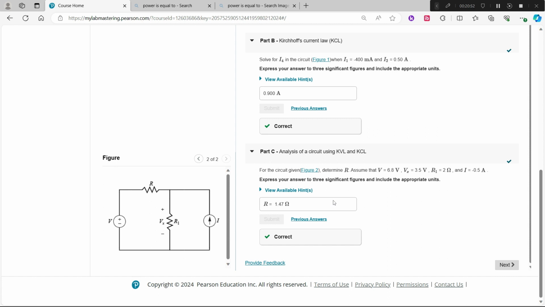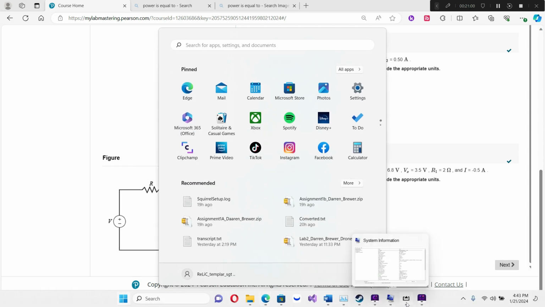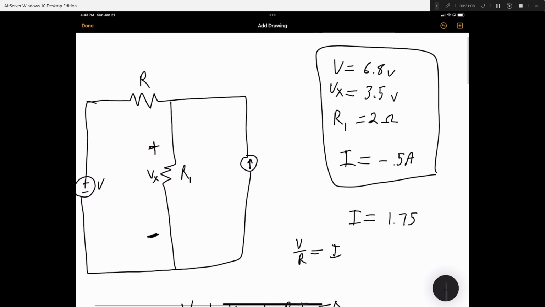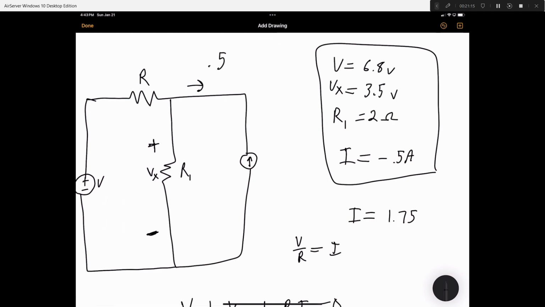Where we messed up was we forgot. So we have to worry about this current here too, because the current breaks off. So if we were to say the current going this way, well, it's in the opposite direction of 0.5. And the current going here is 1.75.